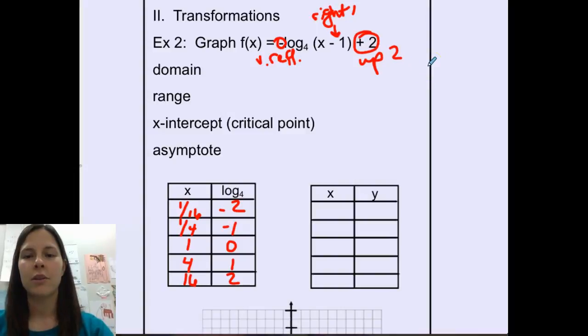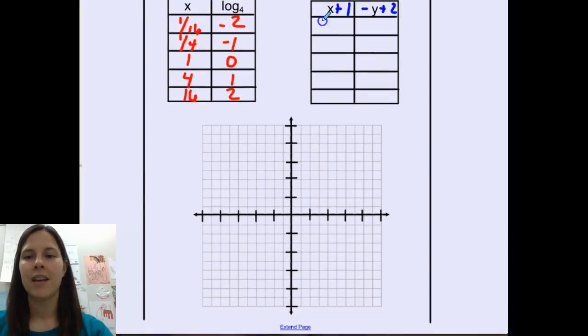For the second t-chart, we're going to put in all of those transformations. First, we had a vertical reflection, which multiplies our y by a negative. Then we identified going right 1, which was a horizontal shift. And finally, up 2, which was a vertical shift. So we're going to take those parent function t-chart values and transform them to get our new log function, adding 1 to all of those x values.